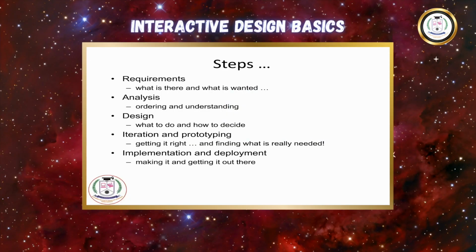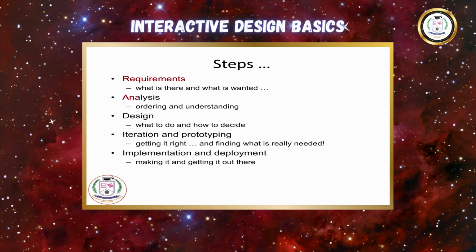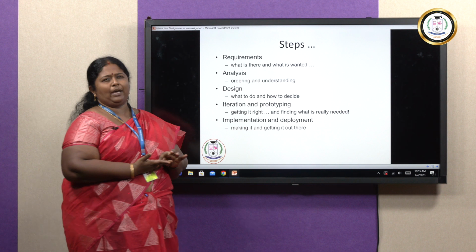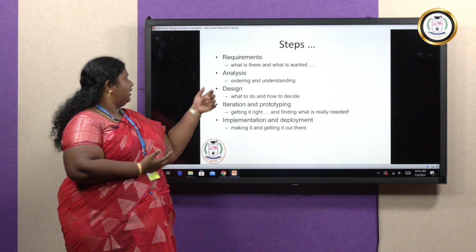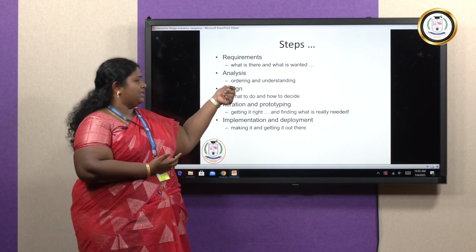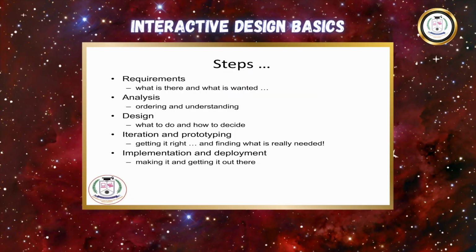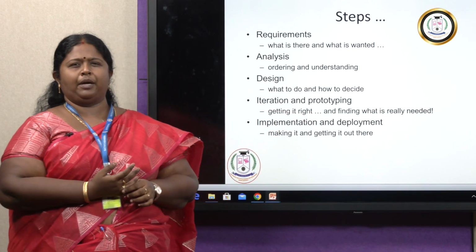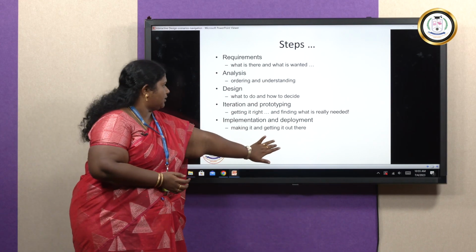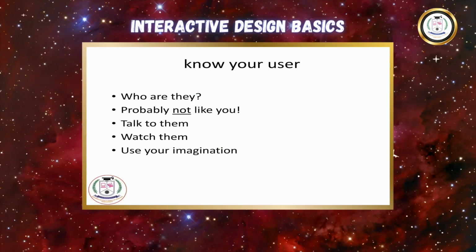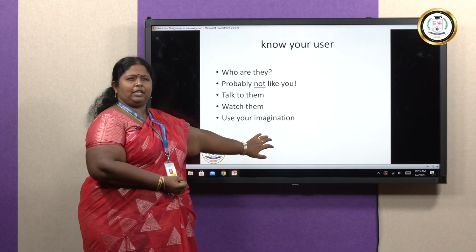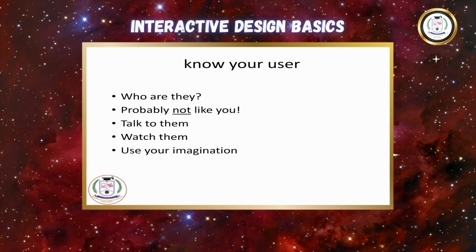Yes, the steps as we just discussed: collecting the requirements, analysis, design, iteration and prototyping, implementing. Requirements is what is wanted. Analysis, understanding the requirements, again feasibility analysis. Design, the blueprint of your requirements. Prototyping, a model is formed. Implementation and deployment, we actually implement the product. Know your user. The target audience are going to be our users. We should know who they are. Next, talk to them, watch them, use your own imagination.